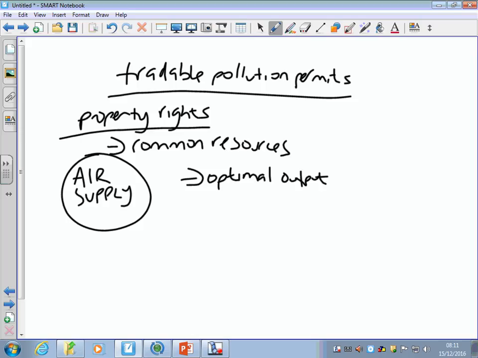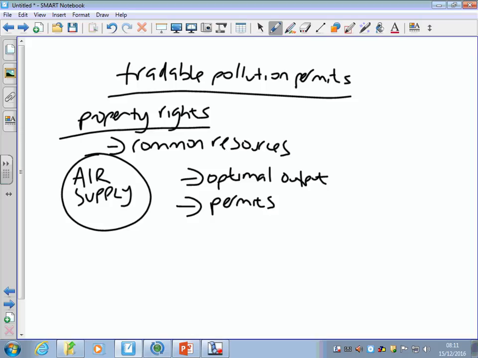We're not saying businesses shouldn't be allowed to pollute at all. It's inevitable they're going to have to. But we work out what is a fair amount of pollution, and we say that is the maximum pollution that certain industries are allowed to do. So work out the optimal output for a different industry or market. We then say to the firms in that market, if you want to pollute, you've got to buy permits.